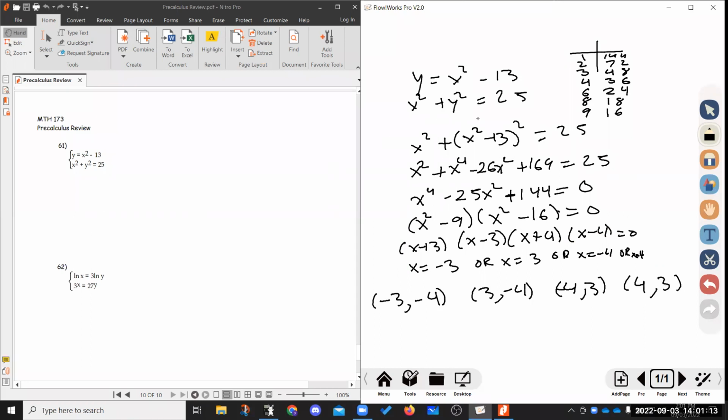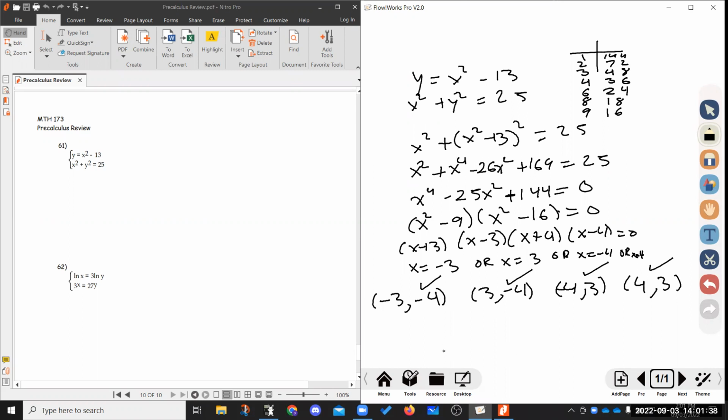9 and 16 is 25. 16 and 9 is 25. All of these work in both equations. So I have 4 solutions to those equations.